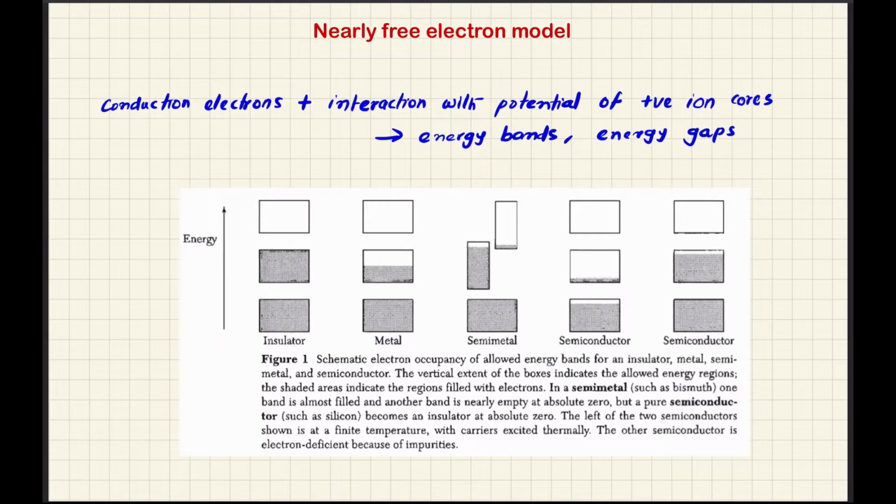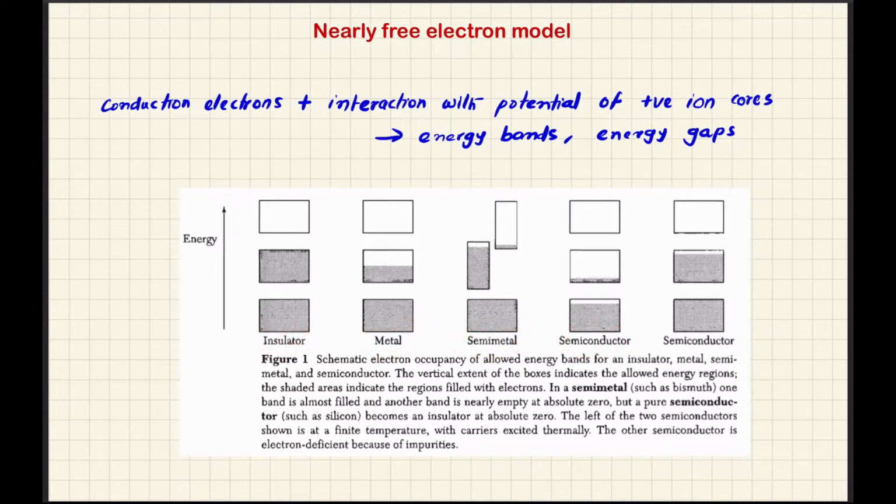and in this model the electrons are arranged in energy bands. These bands are separated by regions in energy for which no wave-like solution exists, and these are called energy gaps. Now according to this model, you can see a plot of the energy of electrons in various kinds of materials, basically insulator, metal, semi-metal and semiconductors.